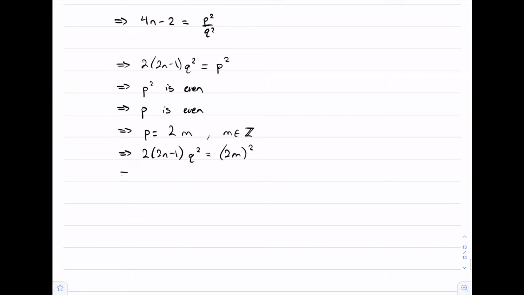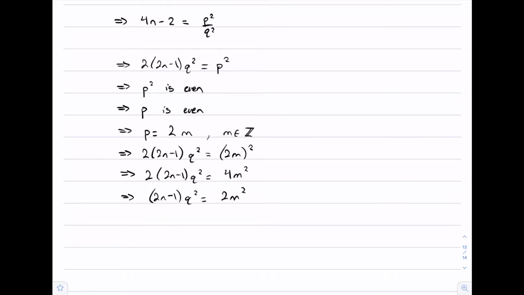Okay, and we can continue. 2 times (2n minus 1) q squared equals 4m squared. So far, everything that we're doing looks very similar to the proof that the square root of 2 is irrational. So let's keep continuing. We can divide by 2 now, and we get (2n minus 1) q squared equals 2m squared.